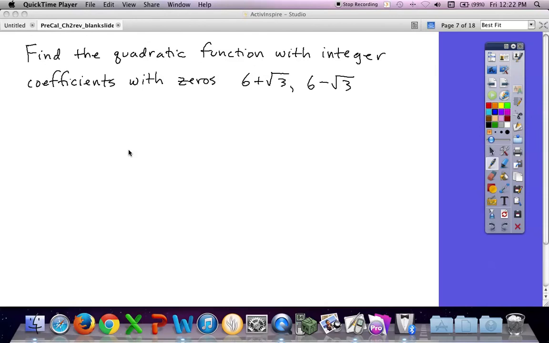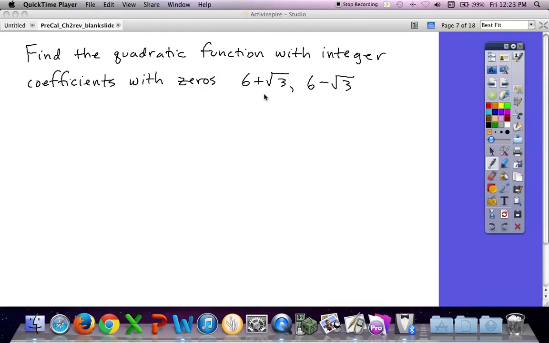So find a quadratic function with integer coefficients with zeros 6 plus the square root of 3 and 6 minus the square root of 3. It may not be something that has been highly emphasized. We definitely said that imaginary zeros occur in conjugate pairs, but the same thing holds true for irrational zeros. Because where are you going to find an irrational zero? It comes out of the quadratic formula. It's got plus or minus in front of it. So you would never have just 6 plus the square root of 3. It has to be also 6 minus the square root of 3.